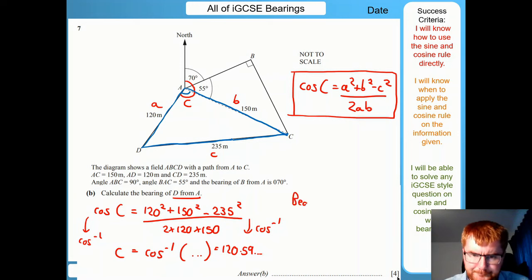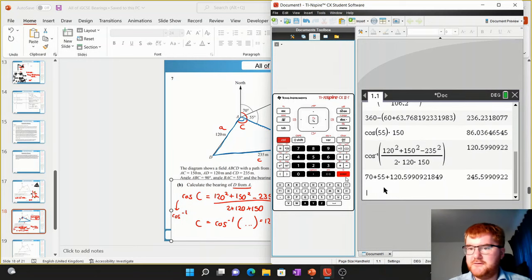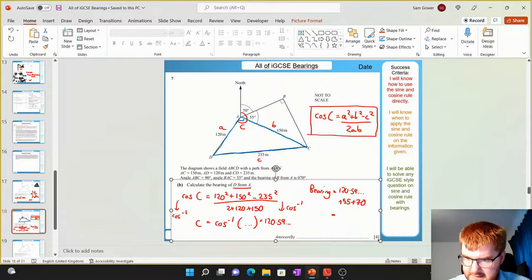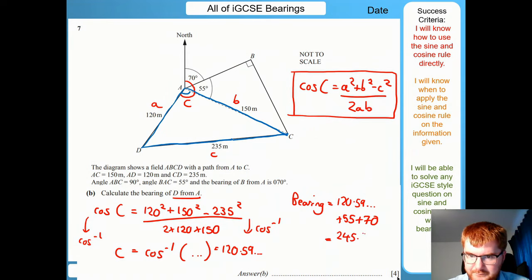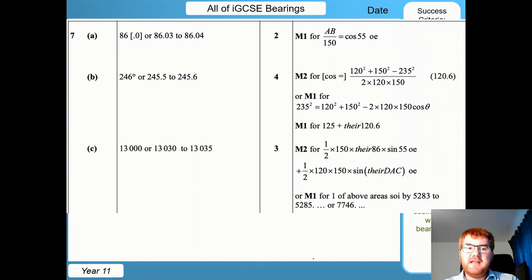And so to work out the bearing, we need to add everything together. So the 120.59 dot dot dot plus 55 plus 70. And again, this way of doing this is just doing 70 plus 55 plus answer. And then we get our final answer of 245.59. So we're going to write that down, 245. And again, we want to round to three significant figures. A bearing always has to have three figures. And in this case, it'll be 246 degrees, like so.